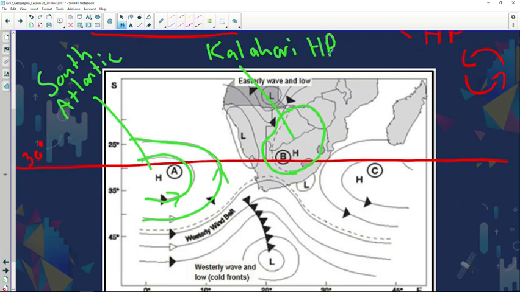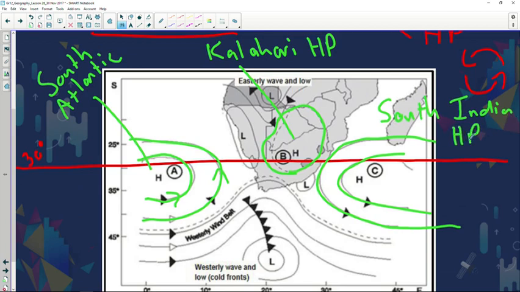And over the Indian Ocean, we have the South Indian high pressure system. Okay, below, as you can see, we got a mid-latitude cyclone traveling from west to east, moving in the westerly wind belt. There you can see one of the characteristics is the cold front. We don't usually see the warm front because it's too far down south. It's a low pressure system.